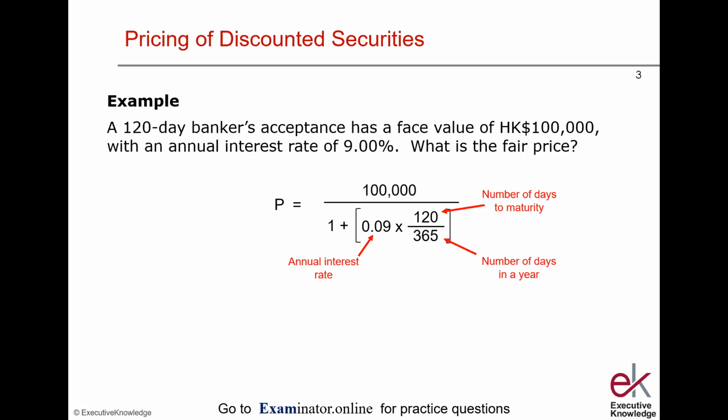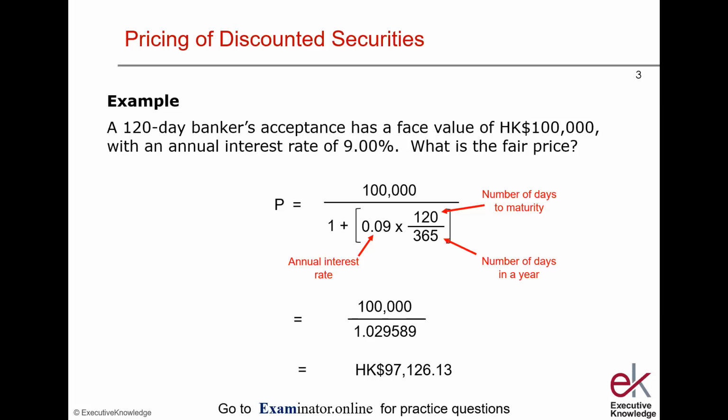So there you are. That is the formula for pricing discounted securities. Remember it. When you get into the exam, write it down on a piece of paper so that if and when you come to the question, you can slot in the numbers. Once again, it's the future value, the face value of the security, divided by 1 plus the interest rate multiplied by the number of days to maturity, which is divided by 365. If we perform that calculation, we get 100,000 divided by 1.029589, giving us 97,126.13.